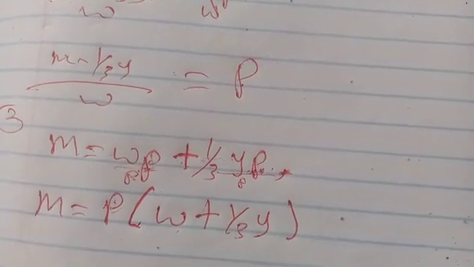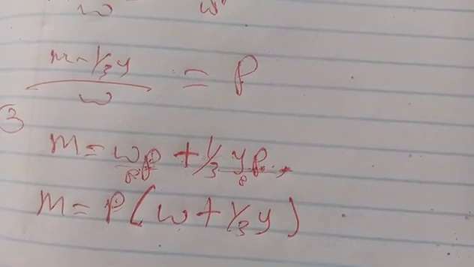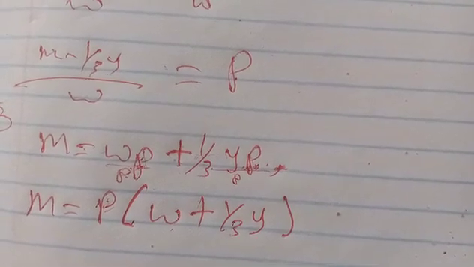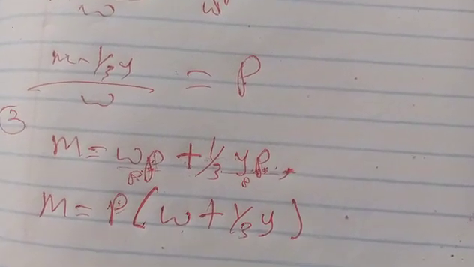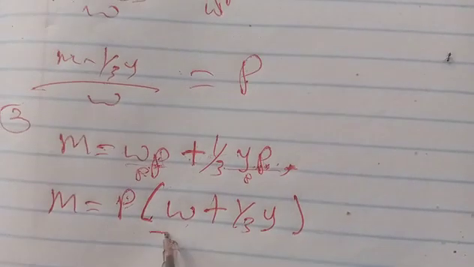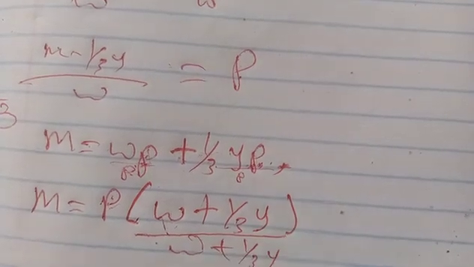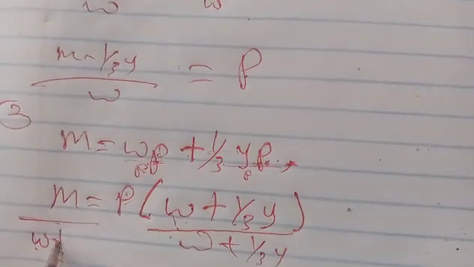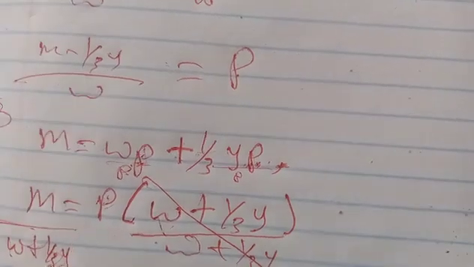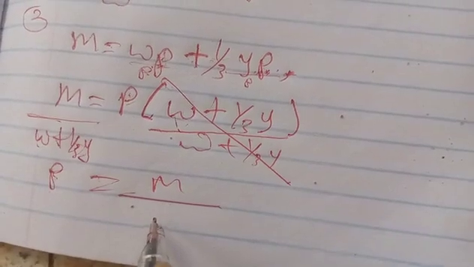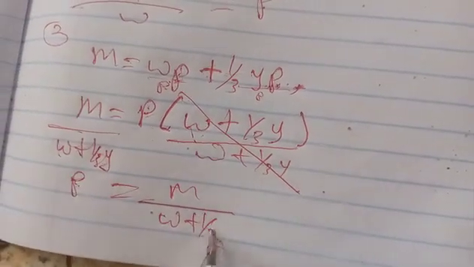Now, my purpose is to make P subject of the formula, and anything that is attached to P, not by plus or minus, I will just divide both sides by that value. So I'll divide both sides by W plus 1 over 3y. So this one will go away. My final answer will be what? P equals M over W plus 1 over 3y.